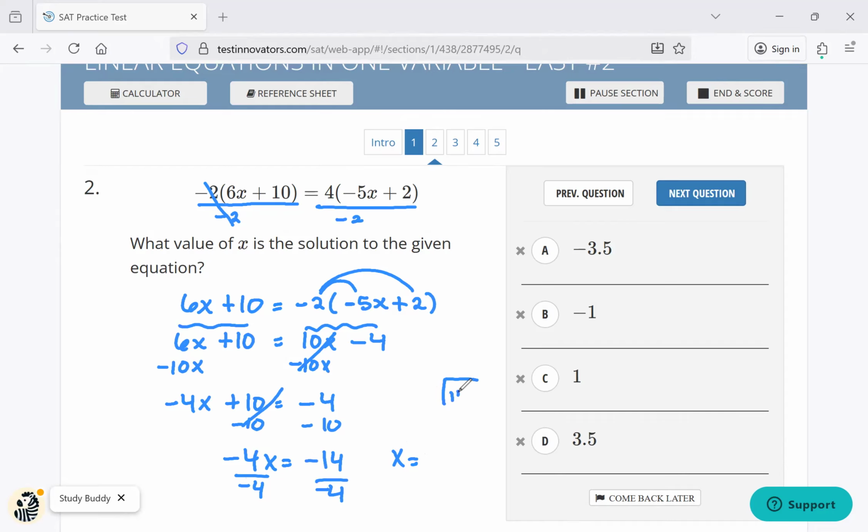Positive 3. 4 times 3 is 12. And then carry the 1. Since it's dealing with decimals, you're going to put a little dot here and then bring down the 0. How many times does 4 go into 10? Did I do this right?